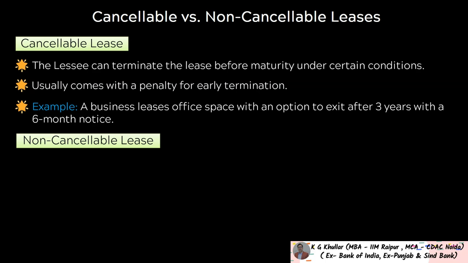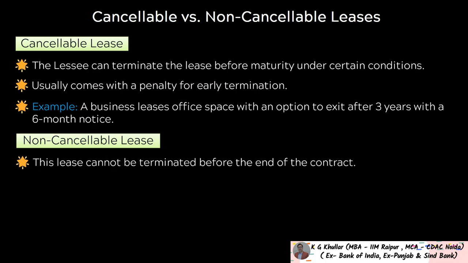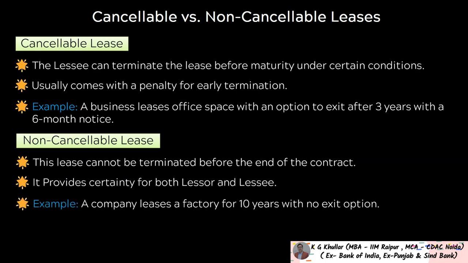The next is non-cancelable lease. Now this lease cannot be terminated before the end of the contract. So this type of lease provides certainty for both lessor and lessee. An example can be a company leases a factory for 10 years with no exit option. Next category of leases is wet lease versus dry lease.